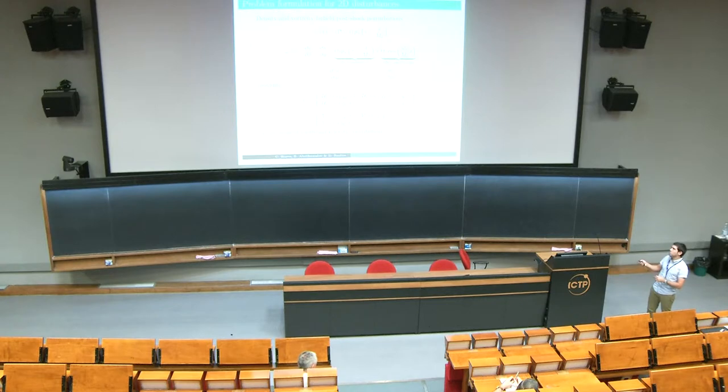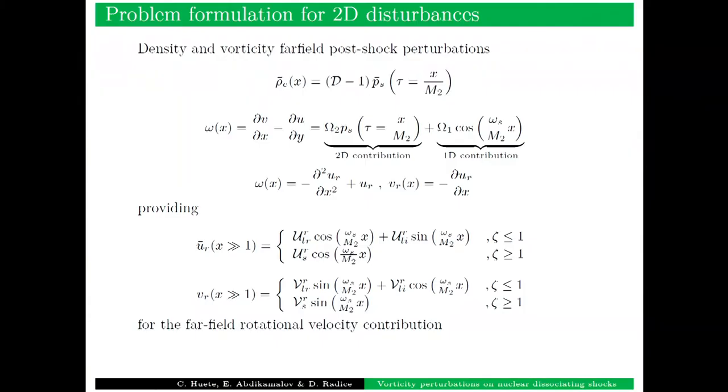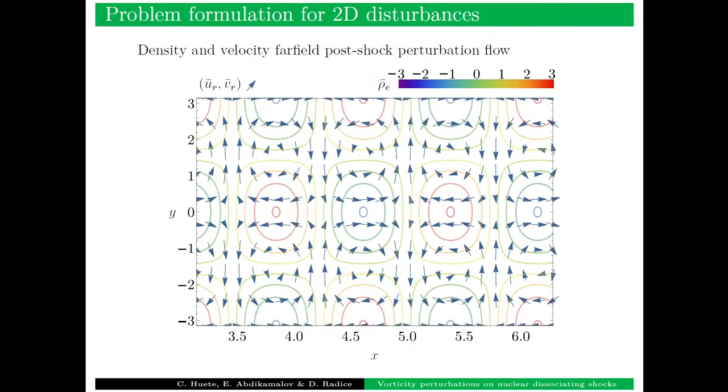One is a 2D or 3D contribution, and the other is just given by the mass compression ratio. I mean, we have a given vorticity field upstream, and the vorticity field is shrunk by the shock mass compression ratio. Okay, that's this effect, but there are many others. So this can be computed. The vorticity perturbations, the entropic perturbations, and the amplitude of these perturbations can be computed easily by means of linear theory.